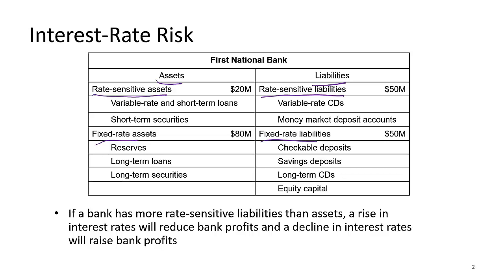In this case, you can see this bank has $20 million in rate sensitive assets and $80 million in fixed rate assets. On the other hand, for liabilities, they have $50 million rate sensitive and $50 million fixed rate. So if interest rates increase, this bank has to pay higher interest on these rate sensitive liabilities, but they have only $20 million in rate sensitive assets, which essentially means that the bank is going to lose money. On the other hand, if interest rates decline, the bank is going to make profit.